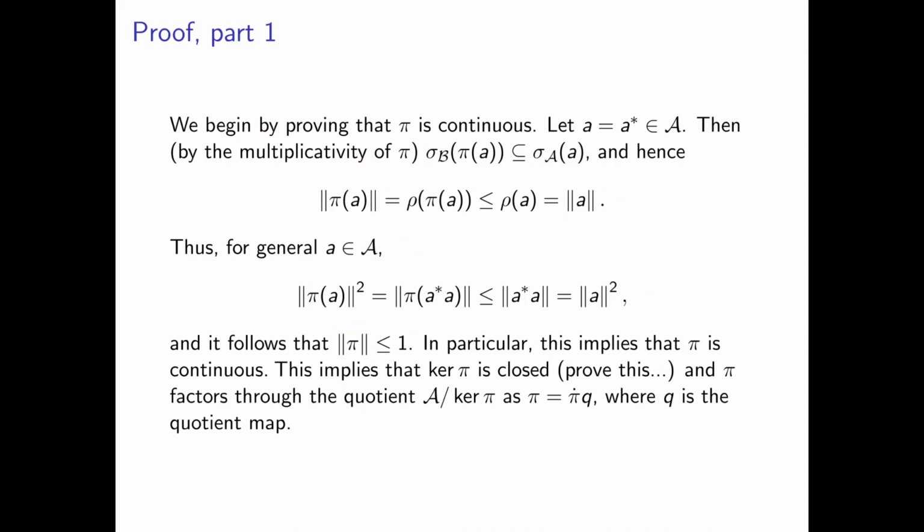And now this in turn implies that the kernel of pi is closed. And this is something that you can prove if you don't believe me. It's not that difficult of a proof. And moreover, because we have this continuity and this kernel is a closed and two-sided ideal, our map pi factors through this quotient, which we know is actually a C-star algebra now, as pi equal to some pi with a dot over times q, where q is this quotient map that we have.